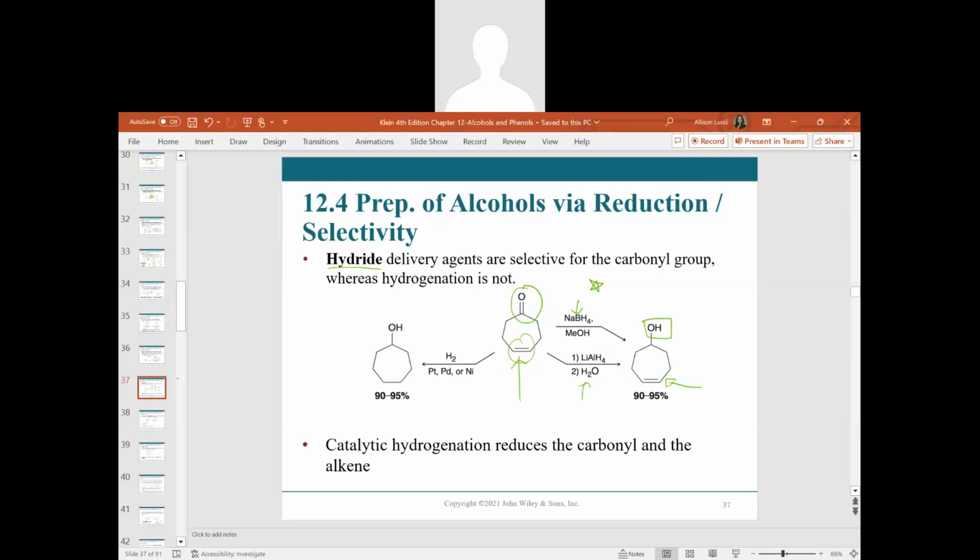Whereas if we try to do a metal catalyzed hydrogenation, shown on the left-hand side here, it would do both, right? This becomes an alcohol functional group, but also our pi bond will be lost. So if we don't care, we could have both react and we would have a similar high yield to that of our other reducing agent pathways.